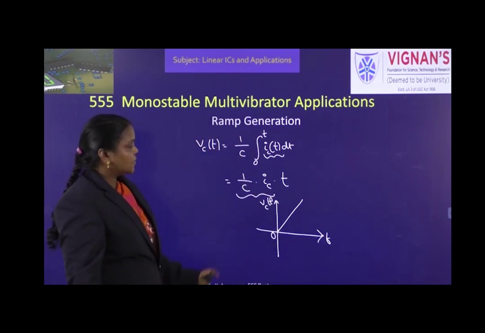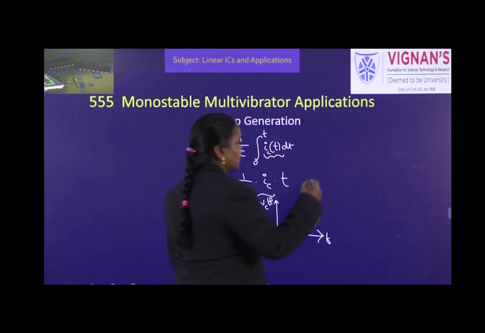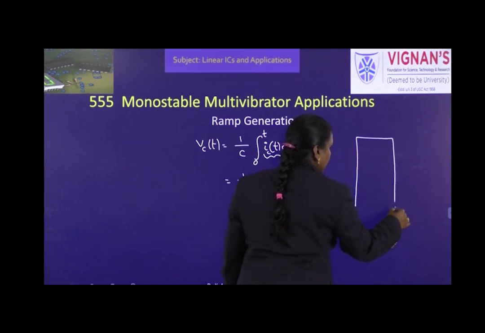So how to supply constant current? Let us see. So this is the circuit.